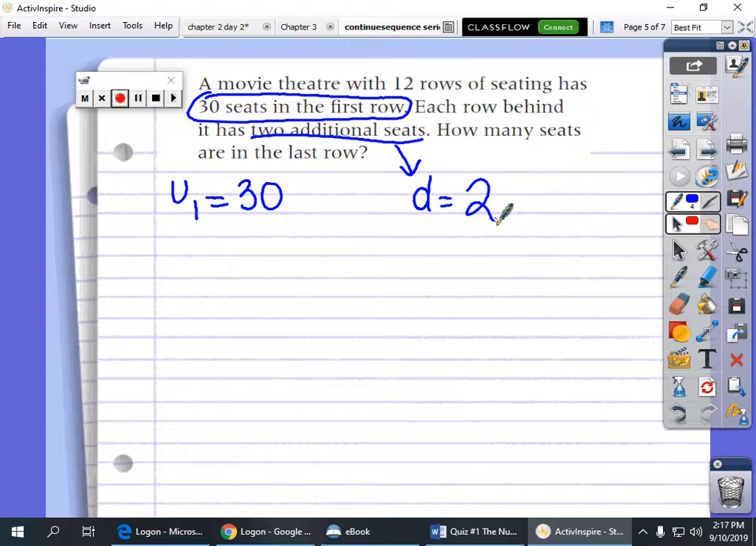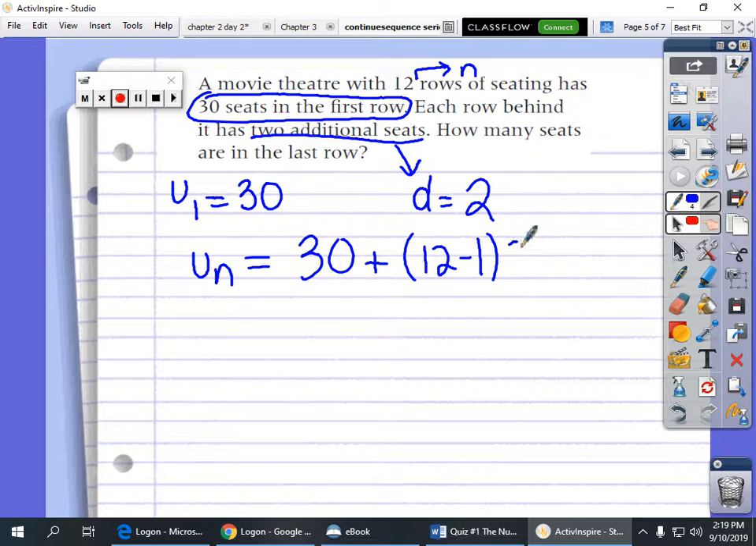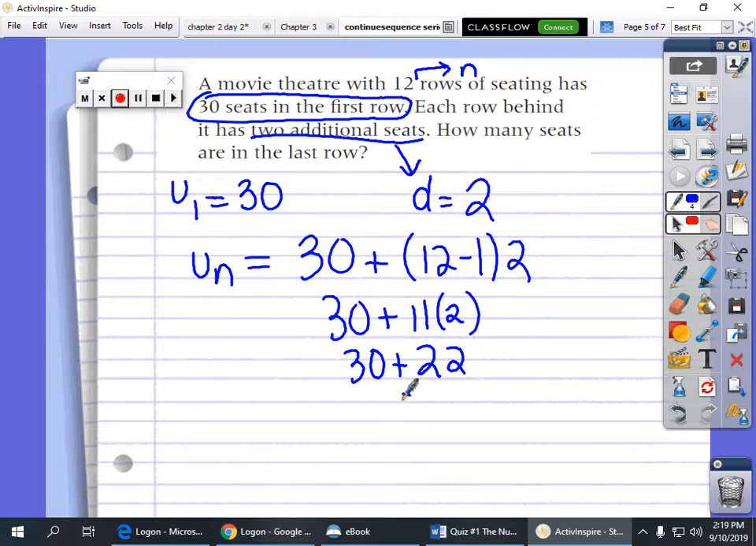All right? How many seats are in the last row? Well, how many rows do I have? So that is my N, and I am looking for what? What's missing? I am looking for U sub N. How many of you want time to do this before I reveal the answer? Okay, I'm going to pause and give you a little bit. All right, so I have 30 plus 12 minus 1 times 2. 30 plus 11 times 2. You don't have to write all this out, I am. And I got 52. Okay?